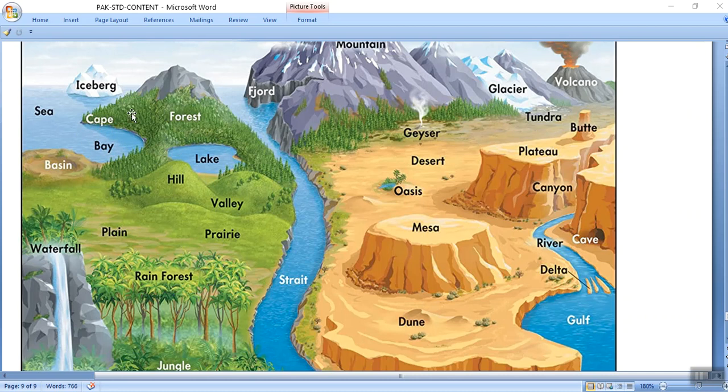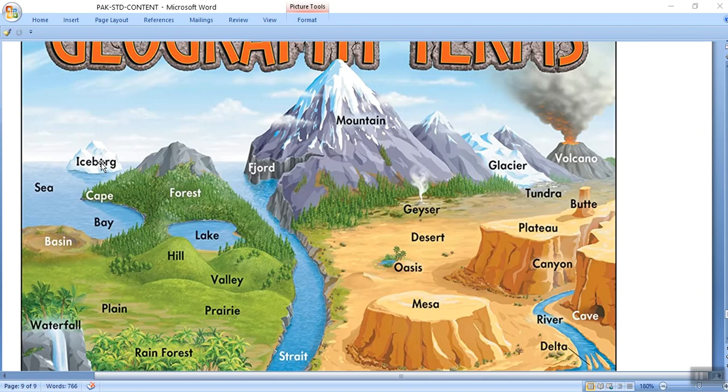Cape is called the extended portion of the land that goes into the sea, and this is called iceberg, a huge portion of ice like glaciers which is floating in the sea and oceans, that's called iceberg. Okay, for reference you can see the famous movie Titanic. The ship Titanic crashed when it struck the ice.